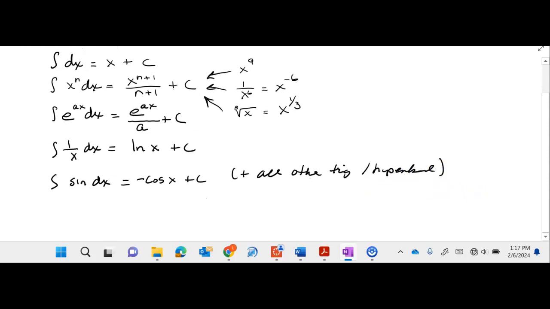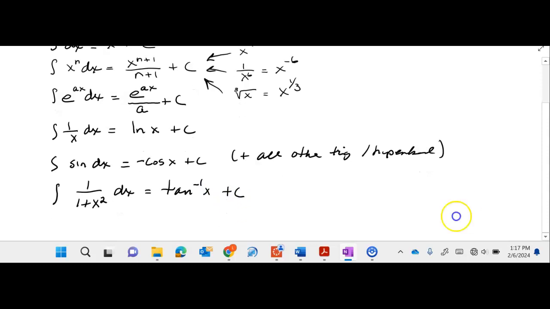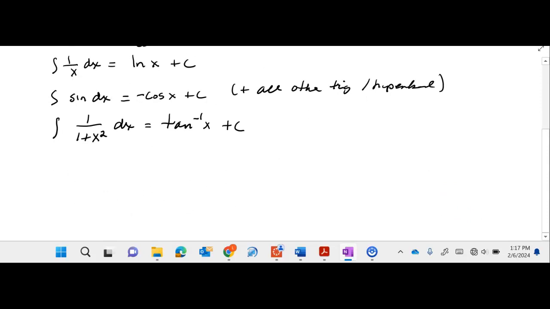Inverse functions we really didn't do a lot with, but I will say the one that comes up quite often is 1 over 1 plus x squared dx. So if you're not going to memorize any other inverse functions, please know your tan inverse. That is a very common one and is used often. Now, of course, with all of these, you've also used what we call the u sub technique.